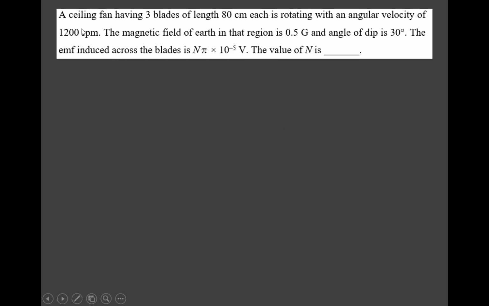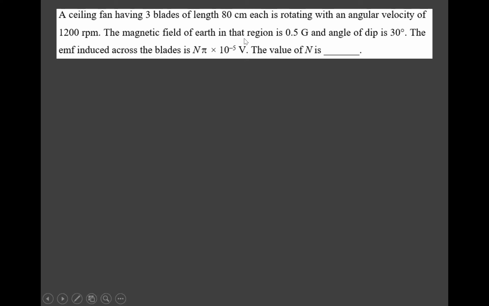Now see here, ceiling fan having 3 blades of length 80 centimeter. So length of the conductor that is given to you here, 80 centimeter. And is rotating with an angular velocity of 1200 revolution per minute. So here we have to convert this revolution per minute to radian per second. Keep this thing in your mind.